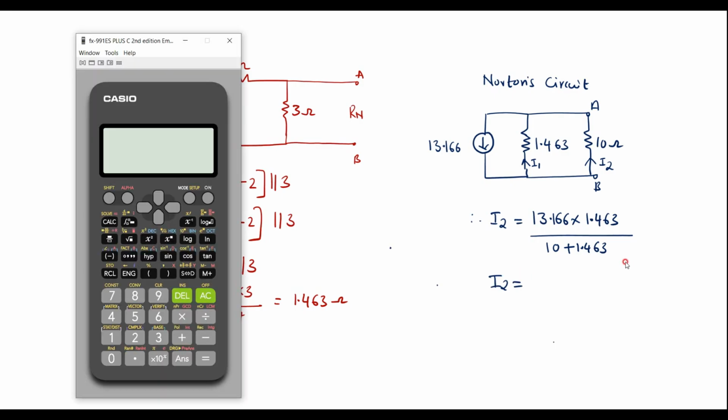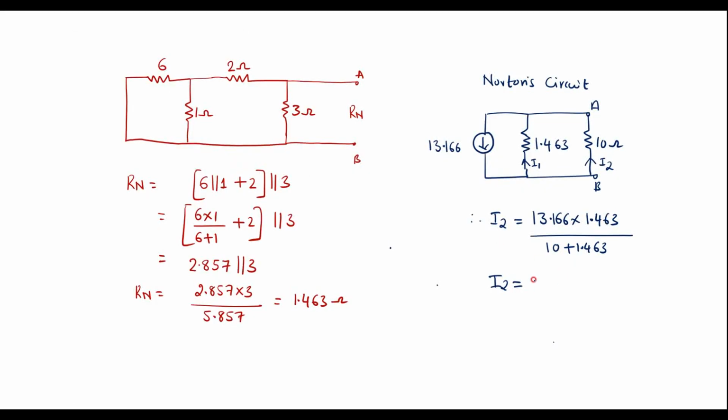Let me calculate this. I2 is equal to 13.166 into 1.463 divided by the denominator 11.463. So it gives 1.680 amps. So this is the current through the 10 ohm resistor, and it is calculated using Norton's theorem. Thank you for watching.